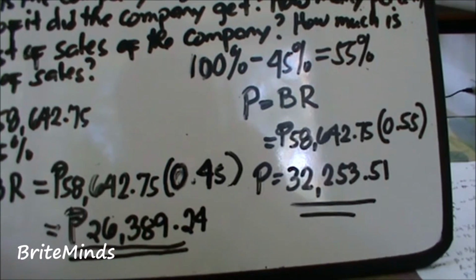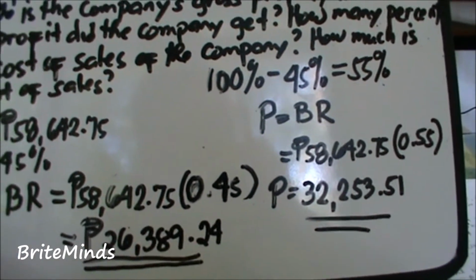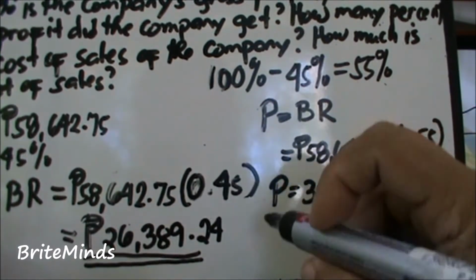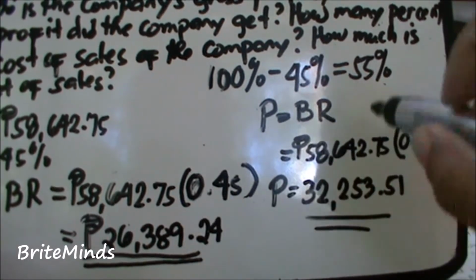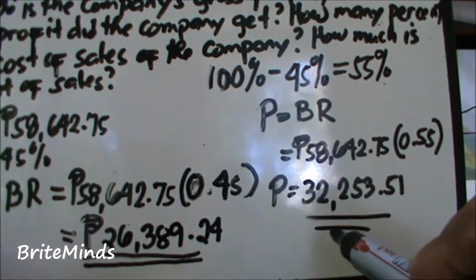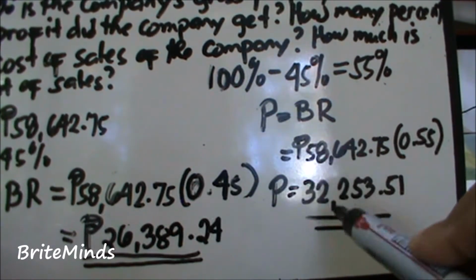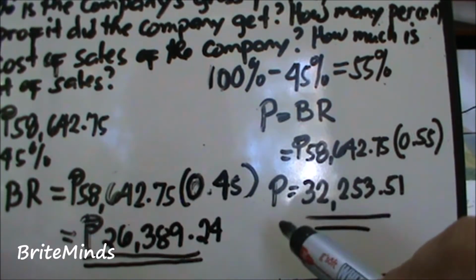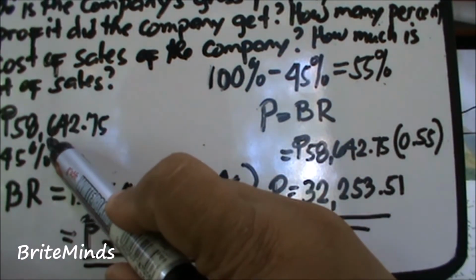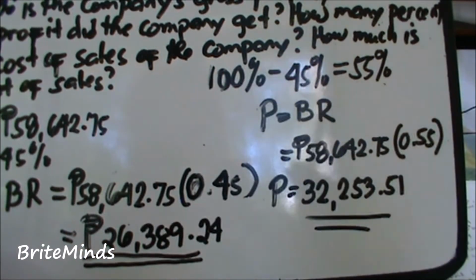Okay, so if you're going to check it, just add the two: 26,389 pesos and 24 centavos plus 32,253 pesos and 51 centavos. So it will come up with the total of 58,642 pesos and 75 centavos.